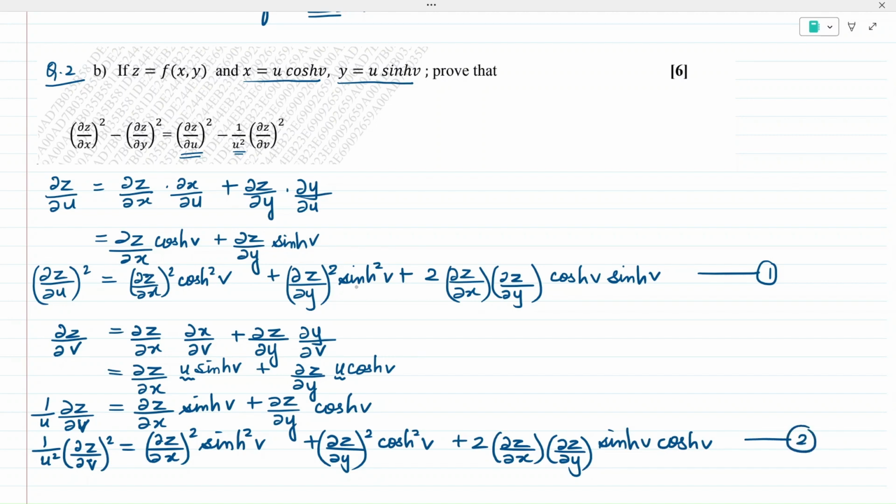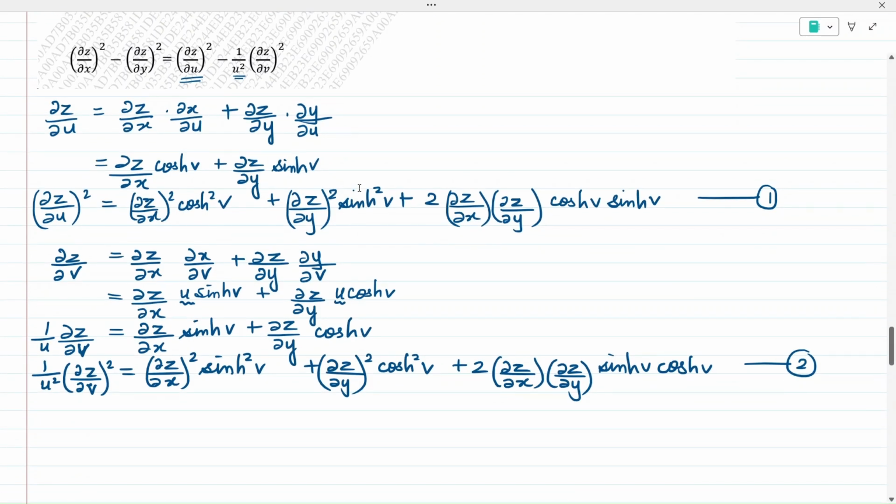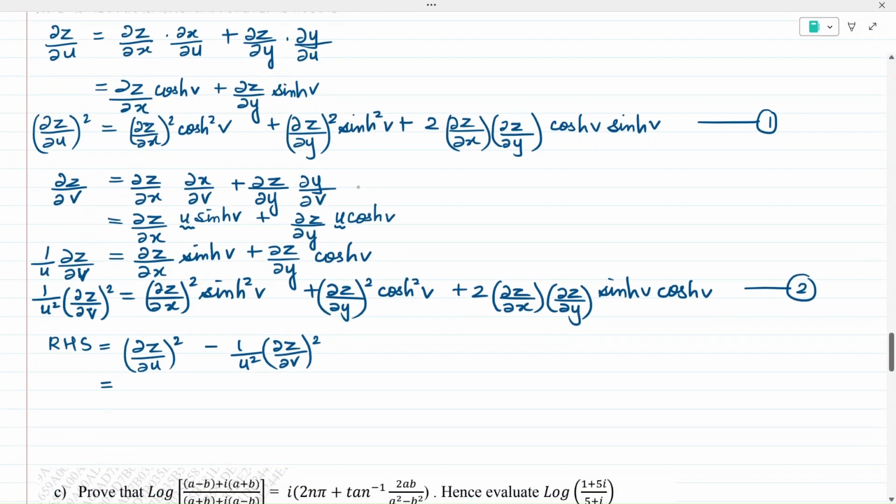Now let's prove the RHS equals the LHS. We'll start from the right hand side, of course, because we have started working on the right hand side only. The right hand side value is del z by del u the whole square, meaning its value will come from equation 1, and this value you will get from equation number 2. So let's substitute the values in the whole right hand side. Basically you are doing equation 1 minus equation 2. Equation 1 minus equation 2.